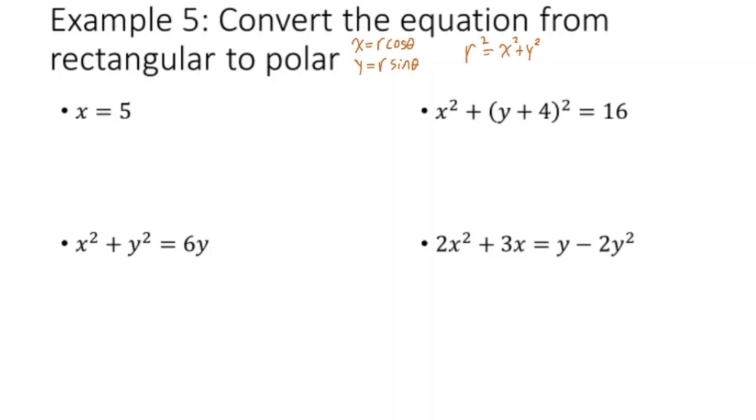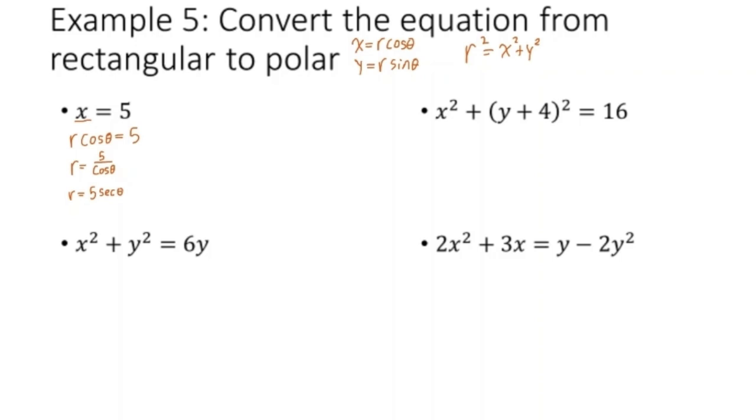With these formulas in mind, let's take a look at rewriting x equals 5. To rewrite in the polar coordinates, we're going to replace the x that we see here with r cosine theta. Now, typically when we write our equations in polar form, we do want to try to isolate r. So we can divide both sides by cosine theta, which means r equals 5 secant theta.